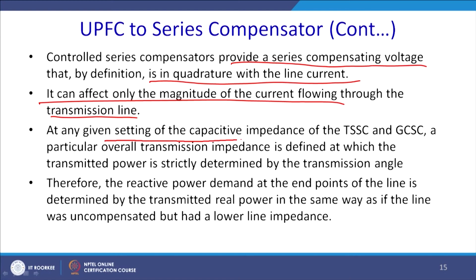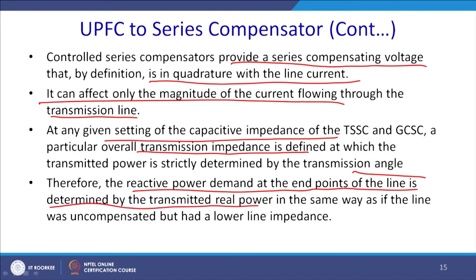At any given setting, the capacitive impedance of the TSSC and GCSC, the overall transmission line impedance is defined, at which the transmitted power is strictly determined by the transmission angle. Therefore, reactive power demand at the end point of the line is determined by transmitted real power in the same way as if the line was uncompensated, but had a lower line impedance. So, we can assume that with the compensation, X is modified to a reduced X.